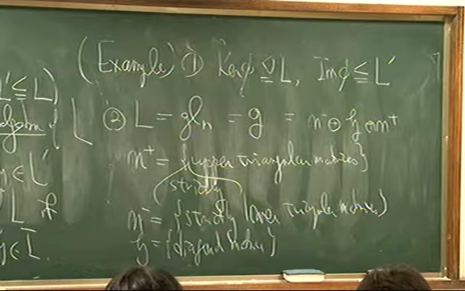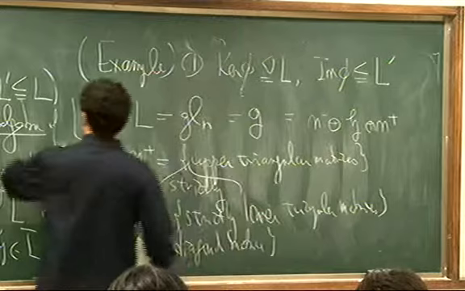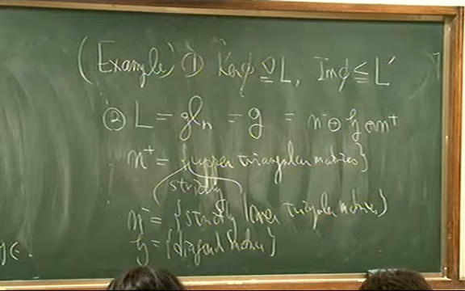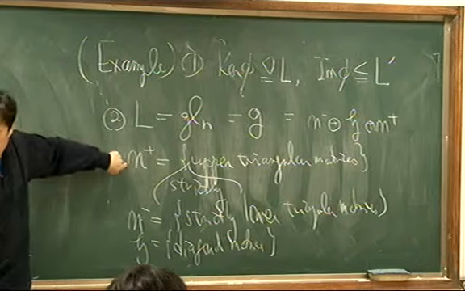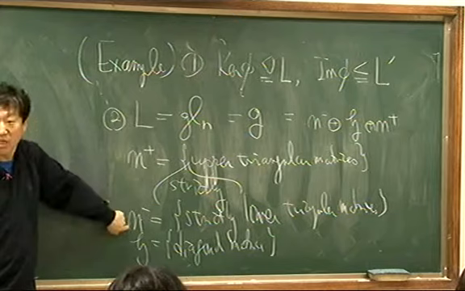Moreover, if we use some other notation, well, they are not ideals. For example, N plus is a subalgebra of L, but it's not an ideal, because if you take the bracket with N minus, we get diagonal matrices, etc.